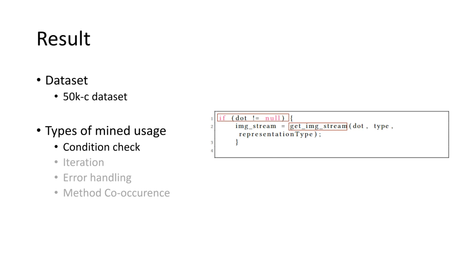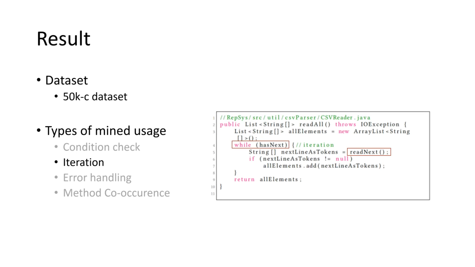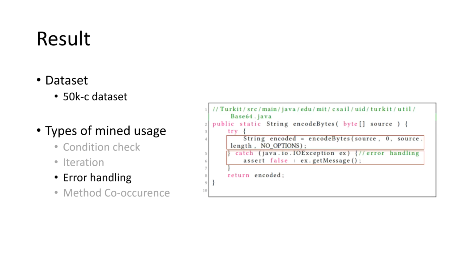Condition check refers to the constraint that needs to be satisfied before or after executing the method. For example, developers need to check the first parameter of getImageStream is not none. Iteration refers to the method should be used in a loop. For example, method readNext will only read the first line of the file without the loop.